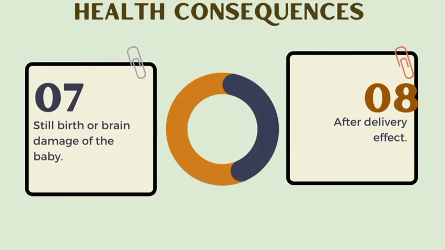Stillbirth or brain damage of the baby. Due to delayed labor during childbirth, there tends to be damage to the brain of the child, or in some cases, even a stillbirth, that is, a dead baby. After-delivery effect is another one. You see, the female suffers from vesico-vaginal fistula due to prolonged or obstructed labor as a result of the female genital mutilation process.